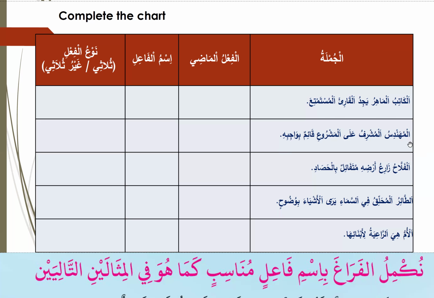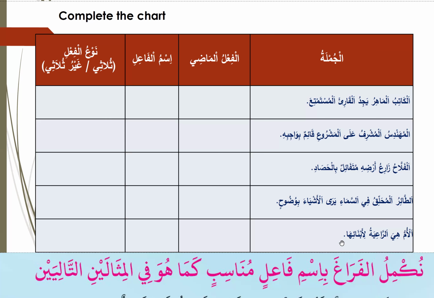Now الطائر is the ism fa'il and the fi'al madi is طارة, and it is ثلاثي. And next one, محلق, the fi'al madi is حلق. So ism fa'il is محلق and it is غير ثلاثي.